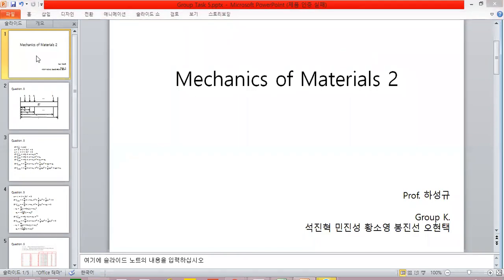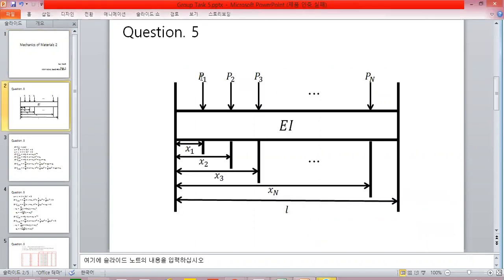So this is group K, and I will present this group task 5. The given question is there are n forces given at different points, and the question is to find the deflection at each of the n points.